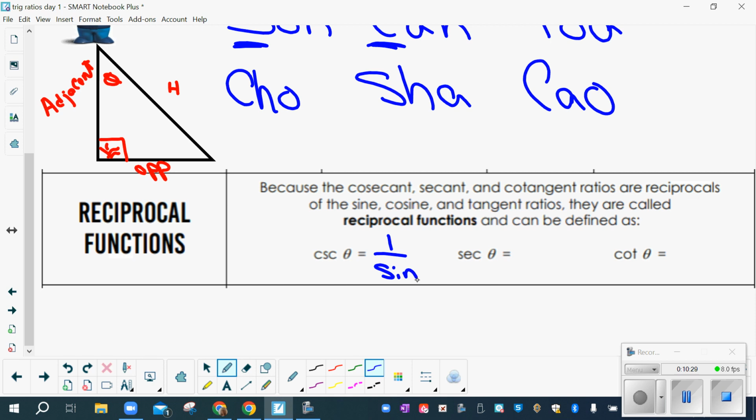Secant does not have a co in it, so his weird relationship will be with cosine. And cotangent already has the co, so his weird relationship is with tangent. You can either flip them with opposite, adjacent, and hypotenuse, or you can flip them with their cousins. It works either way, but we worry about this more second semester. Let me show it to you now.